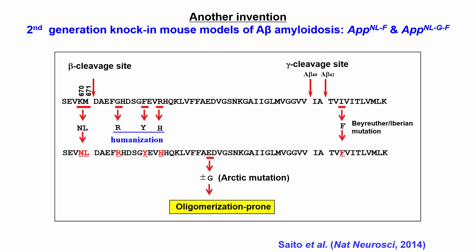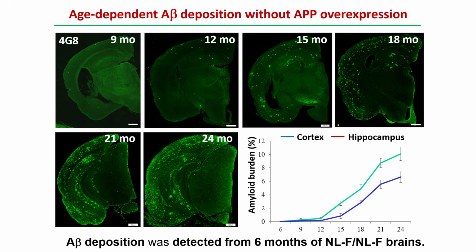APP NL-F knock-in mice, in which the murine A-beta sequence was humanized, and Swedish and Beyreuther/Iberian mutations were inserted. Another line, NL-G-F, contains the Arctic mutation that facilitates A-beta oligomerization. The NL-F line starts to accumulate A-beta at about 9 months, mainly in the cortex and hippocampus.